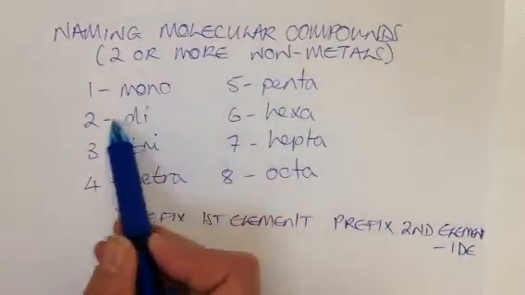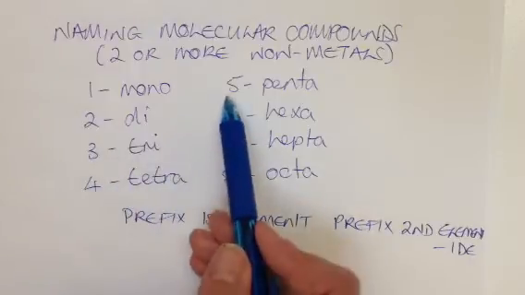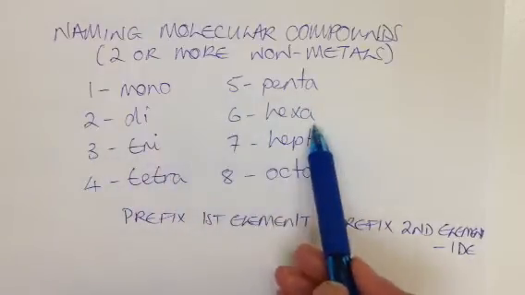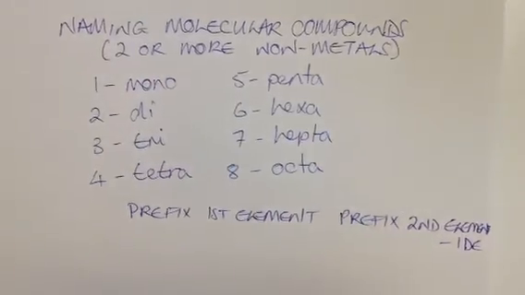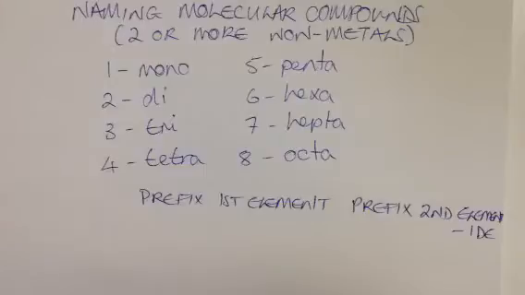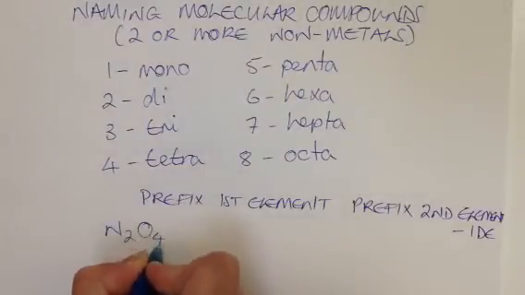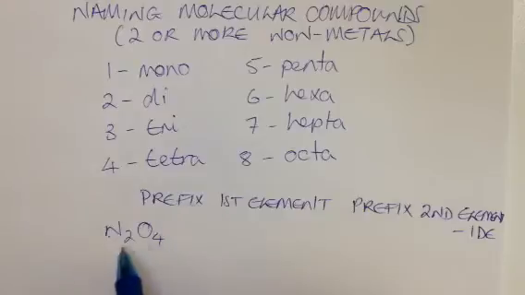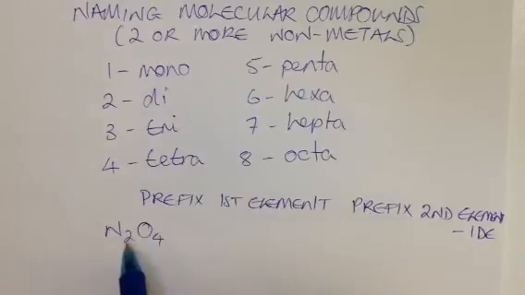1 is mono, 2 is di, 3 is tri, 4 is tetra, 5 is penta, 6 is hexa, 7 is hepta, 8 is octa. And so when we're naming compounds, for example, N2O4, our first prefix describes the number of the first element in the compound, and our second prefix describes the number of the second element in the compound.